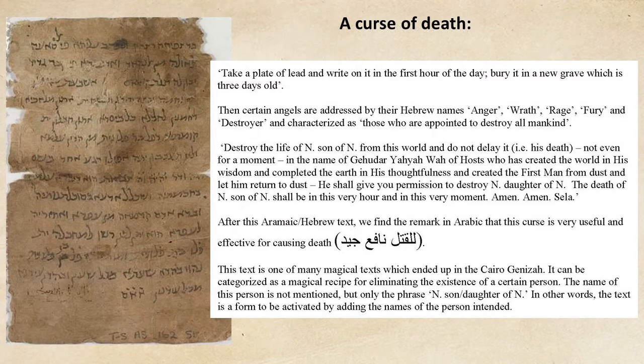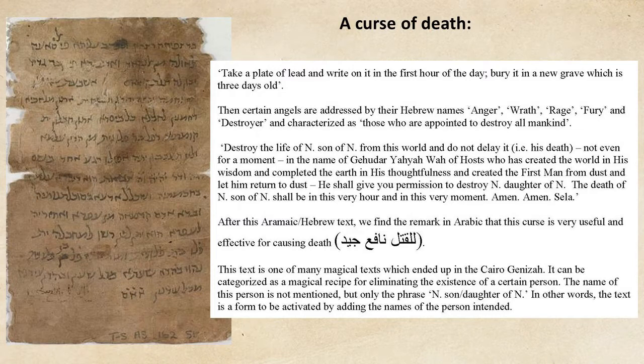Maybe you want to read this. Read it carefully because it might be dangerous. Okay. A curse of death. Take a plate of lead and write on it in the first hour of the day. Bury it in a new grave which is 3 days old. Then certain angels are addressed by their Hebrew names: anger, wrath, rage, fury, and destroyer, and characterized as those who are appointed to destroy all mankind.